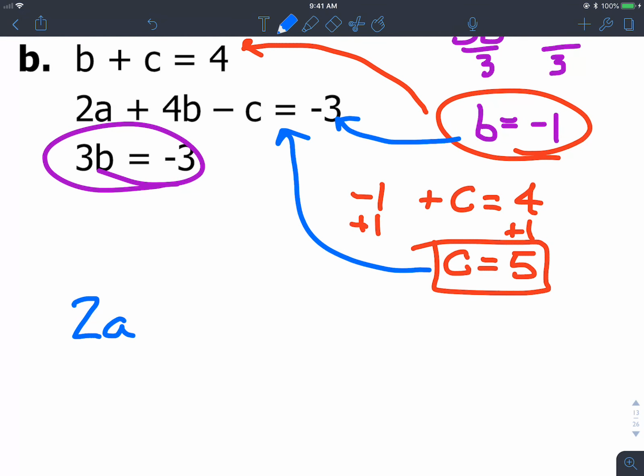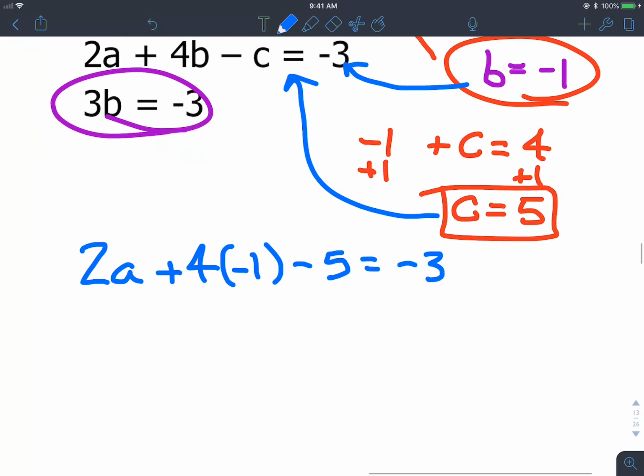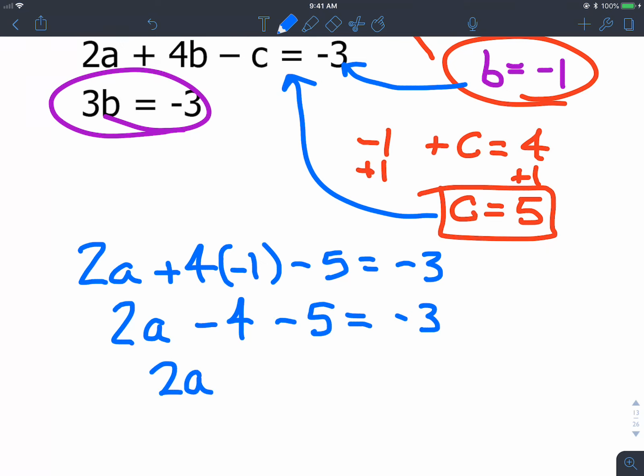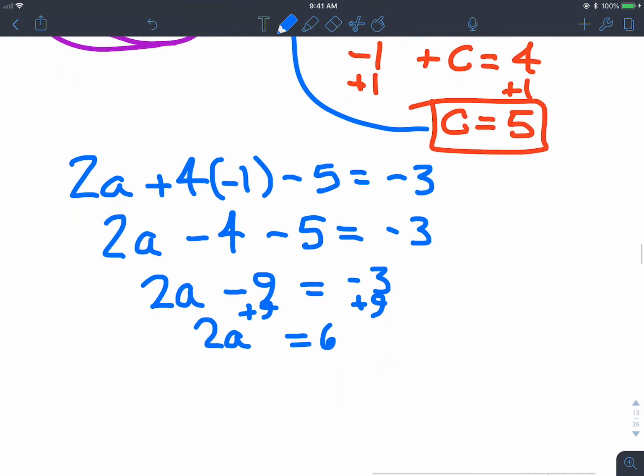So we don't know what a is yet, but we do know the b and the c. 4 times negative 1, and then minus c, or minus 5, equals negative 3. And then we're going to get that a by itself here. So that'll be 2a, minus 4 minus 5 equals negative 3. Before we start doing things left and right, we need to combine our like terms. So that's negative 9 right there, and then that's 2a. I guess we need to add 9 to both sides. So that's 2a equals 6, and then divide by 2, and that's a equals 3.